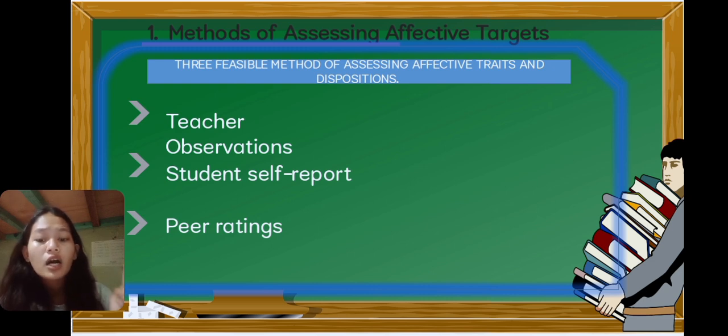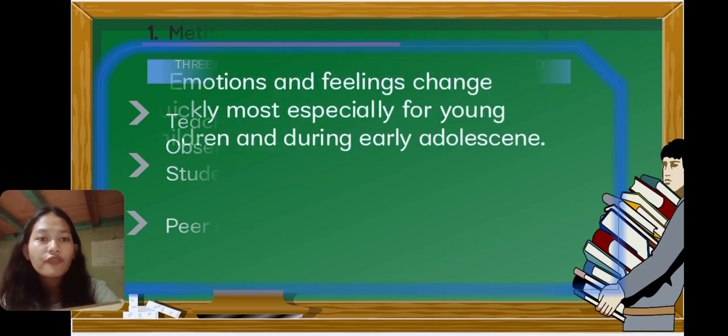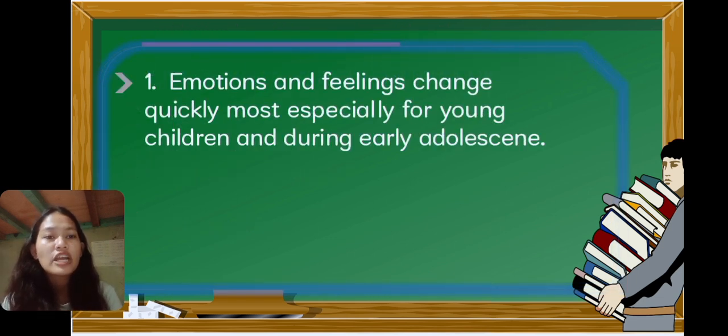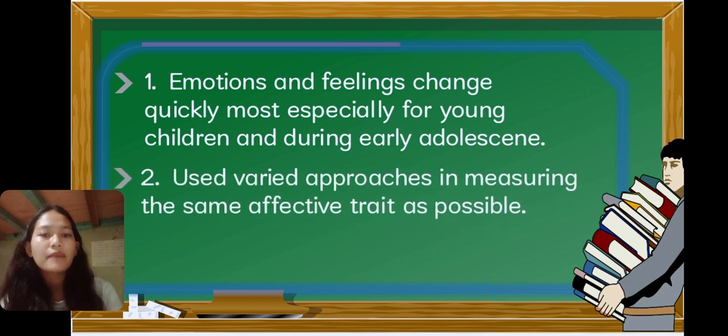There are 3 considerations in assessing affect. First, the emotions and feelings change quickly, most especially for young children and during early adolescence. So ang ibig sabihin nito, to obtain a valid indication of an individual student's emotion or feelings, kailangan natin mag-conduct ng several assessments over a period of time, because a single assessment is not enough to see what the prevalent effect is. So it needs to be repeated several times. Gawin natin siya ng maraming beses.